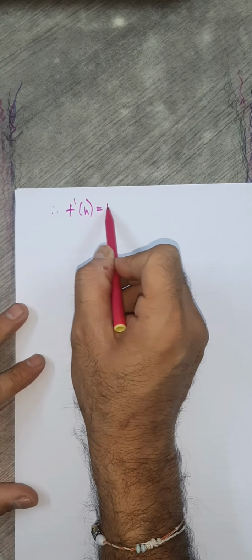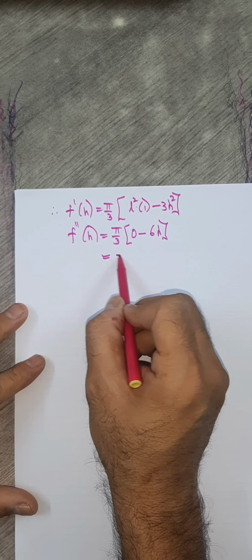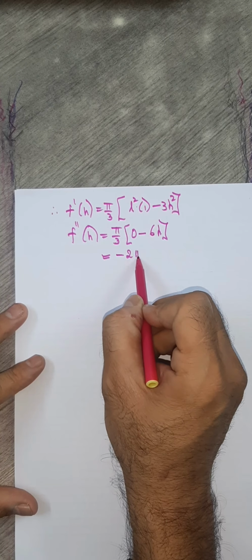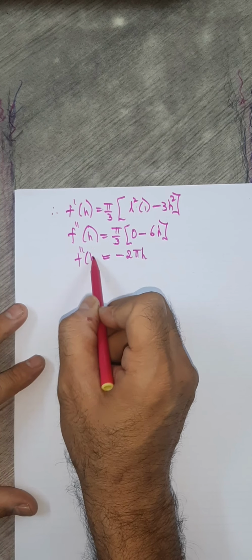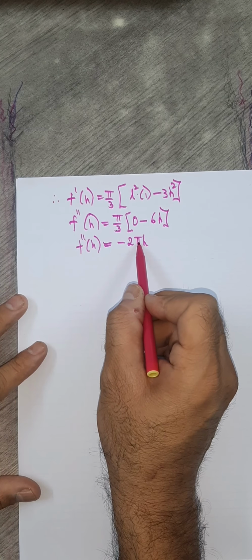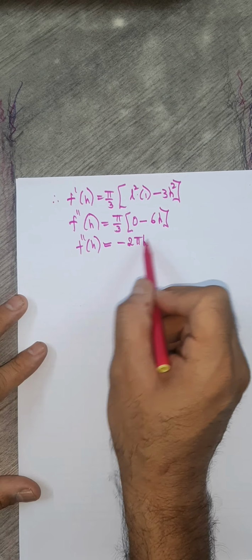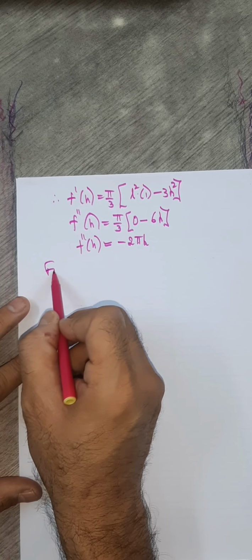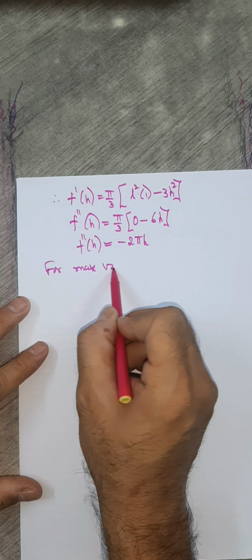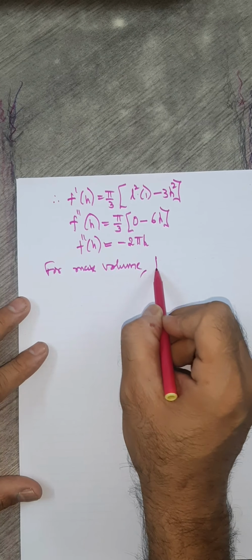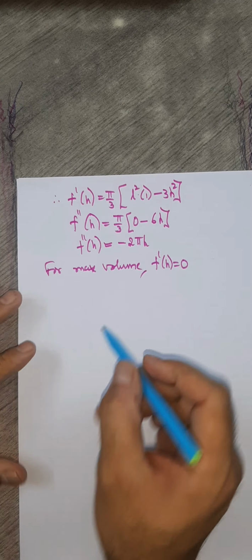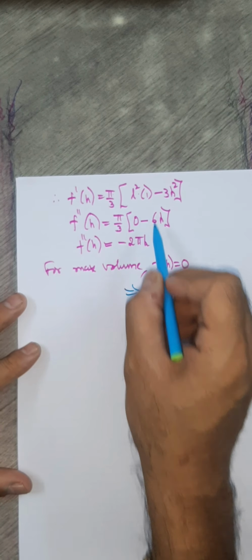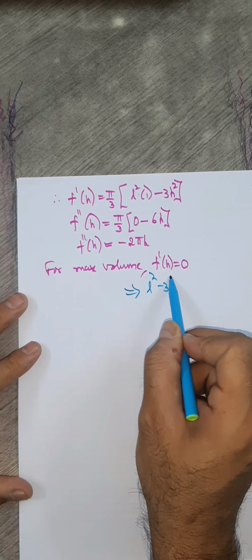Pi by 3 being constant as it is, L squared being constant gives 0, and this is minus 6H. So what we are getting from this is minus 2 pi H. Clearly, pi is positive, H is positive, 2 is positive, so this will be clearly negative. But I'll write here, for maximum volume, the first order derivative should be 0. From there we'll get the relation. This pi by 3 is non-zero, so we are getting L squared minus 3H squared equals 0.